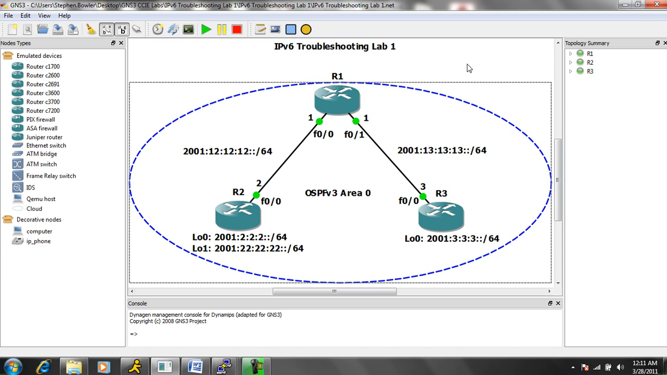So what we're going to do in this lab is run through IP version 6 for OSPFv3, and we're going to be given a couple of trouble tickets in which we are going to have to troubleshoot and figure out what the problems are and how to resolve the issues that we have with the network in front of us. So let's go ahead and take a look at our trouble tickets.